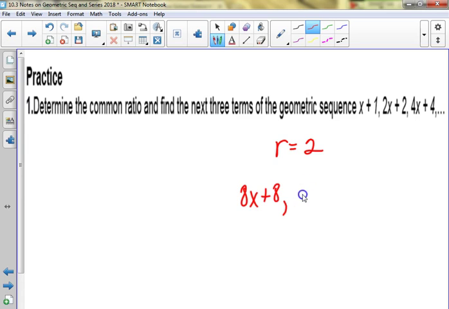And the next 3 terms would be 8x plus 8, 16x plus 16, and 32x plus 32. Okay? Any questions?